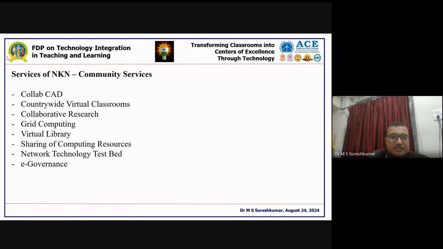These are just illustrations. Now, these are the services. In the services, we have collaborative computer-aided design and development service, countrywide virtual classrooms, collaborative research, grid computing, virtual library, sharing of computer resources, network technology test bed, and e-governance.